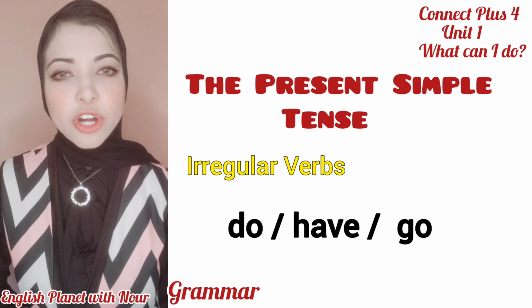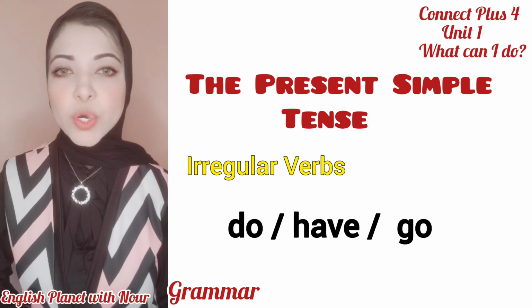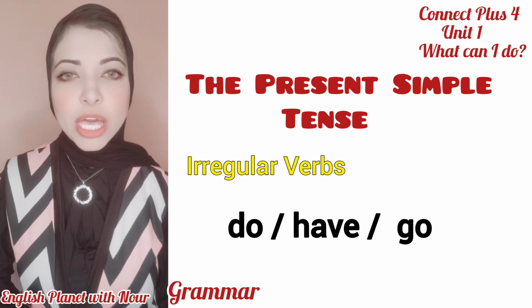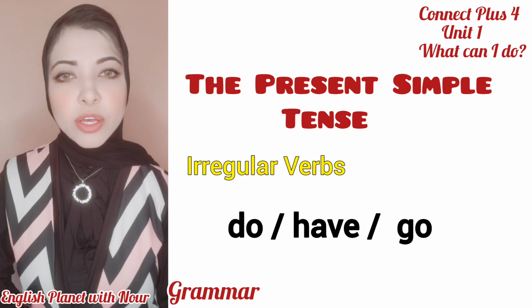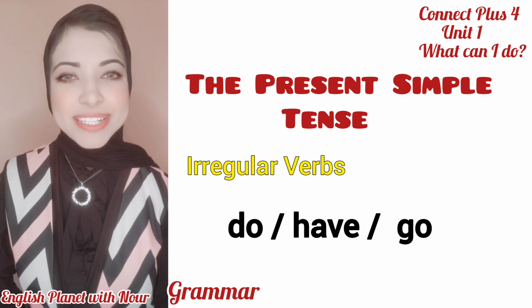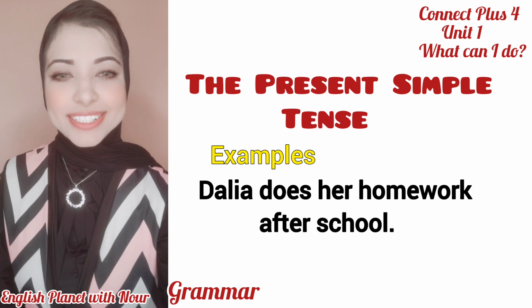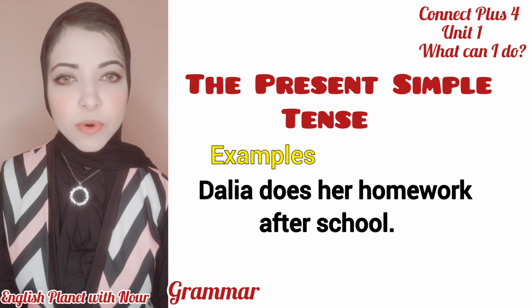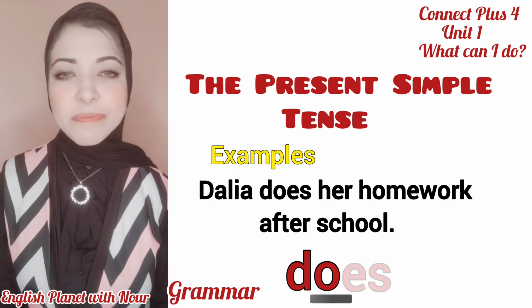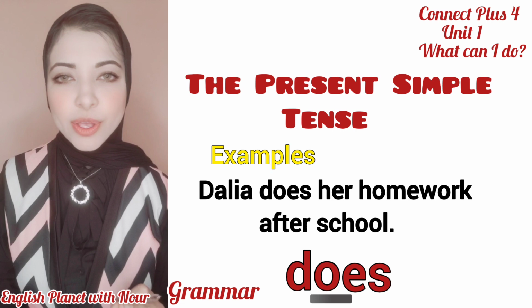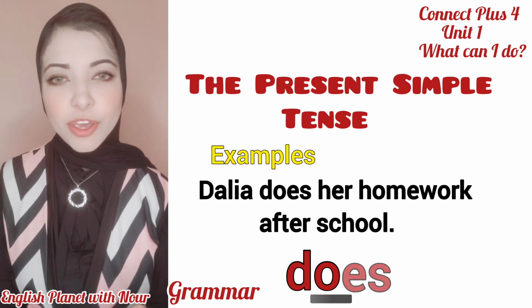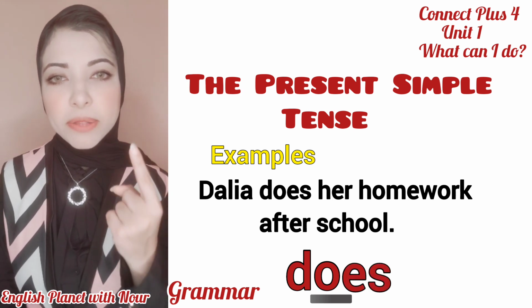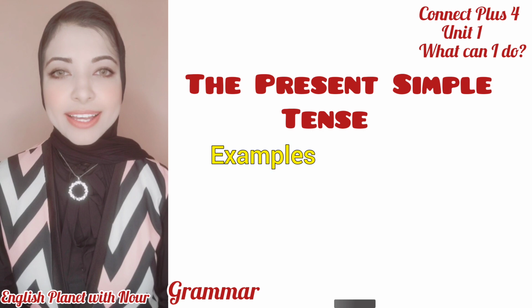We have 3 verbs which are irregular in the present simple tense if we talk about singular nouns or pronouns: do, have, go. How can we use these 3 verbs in formulating sentences using the present simple tense? Like in this example, Dahlia does her homework after school. The verb do becomes does because it ends with o, and if we find any verb that ends with o sound, we have to add es. If we talk about only one person, we have to add es.